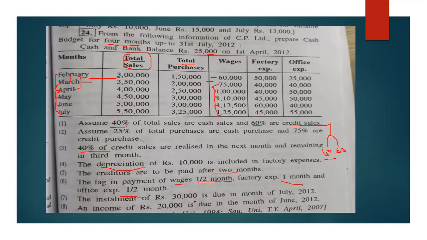An installment of rupees 30,000 is due in the month of July, so we have to pay 30,000 rupees in July. An income of rupees 20,000 is due in the month of June, so in June another income of 20,000 will come. I hope you understood the amounts. So now let's start the calculation.